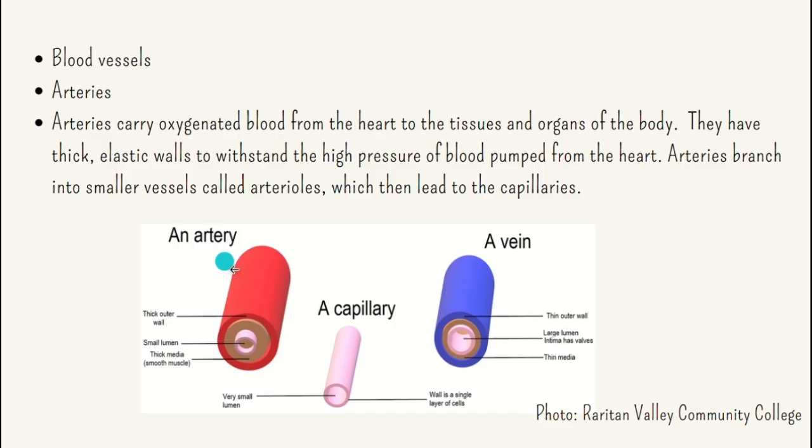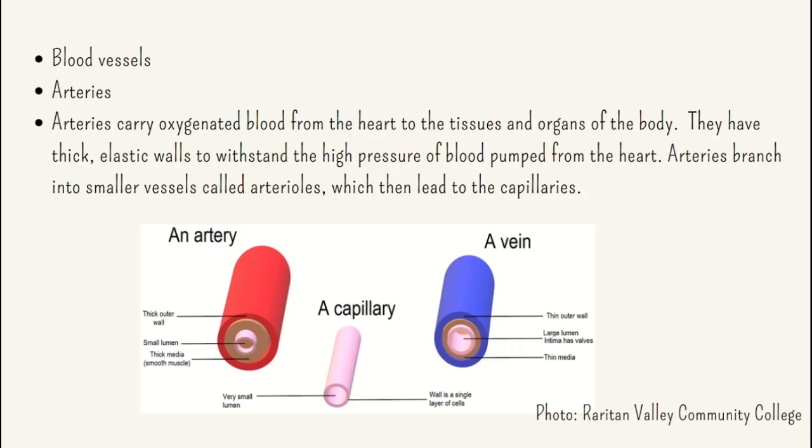Usually the artery is the biggest one, right? The arteries carry oxygenated blood from the heart to the rest of the body. So just remember this: arteries carry oxygenated blood from the heart to the tissues and organs of the body. It means that they carry oxygenated blood away from the heart. Now it's saying here that they have thick elastic walls to withstand the high pressure of blood pumped from the heart.